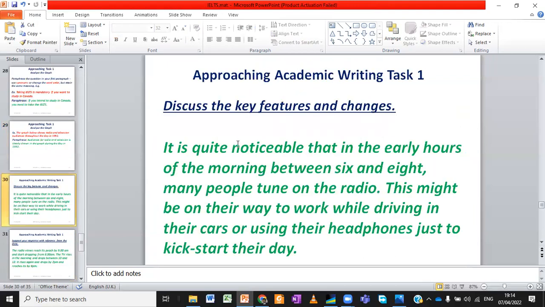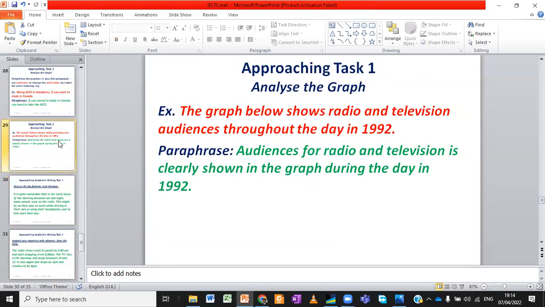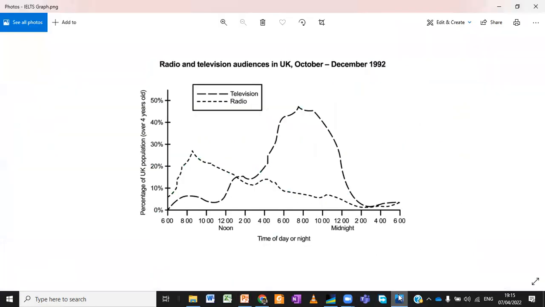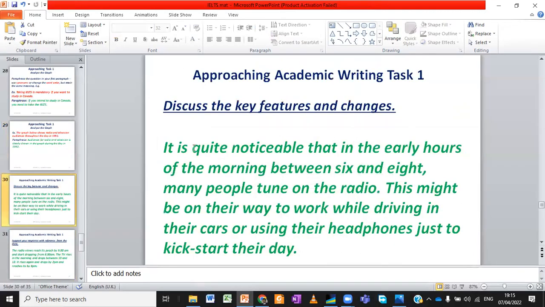The second one, you continue. You know, this would just be in a sentence, right? And remember, you need to be brief because do not exceed that 150 words. Just dance around that figure. Then discuss key features. You know, you're looking at this graph now, okay? Discuss the key features and changes.